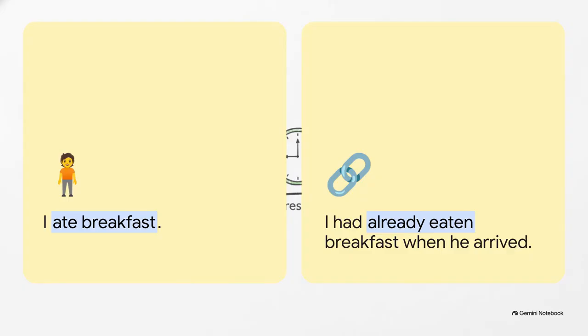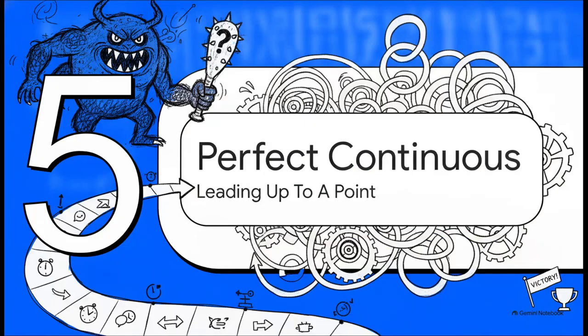Without these perfect tenses, our facts just sit completely disconnected from each other. I ate breakfast. My brother arrived. We don't actually know the true relationship between those facts, but perfect tenses act as this essential linking chain. I had already eaten breakfast when my brother arrived takes those isolated statements and turns them into a rich, clearly sequenced narrative. Now for the big one, section 5, perfect continuous tenses.